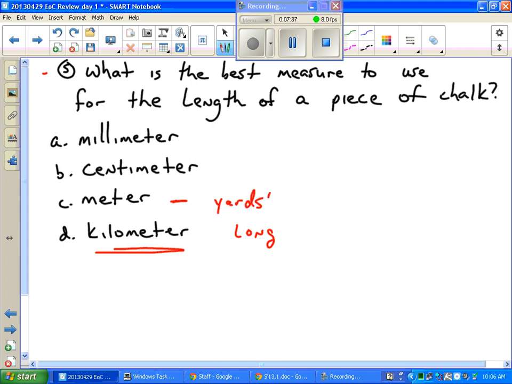Most people don't have any issues eliminating C and D right away. So we've got to choose between A and B. Is it a millimeter or a centimeter? Remember, we used to say a millimeter is as thick as a dime. The thickness of a dime means you're looking at it from the side. And a centimeter was the tip of your finger. So the question is, do you want to measure a piece of chalk with the thickness of a dime, or the width of the tip of your finger? The tip of your finger is the best one.